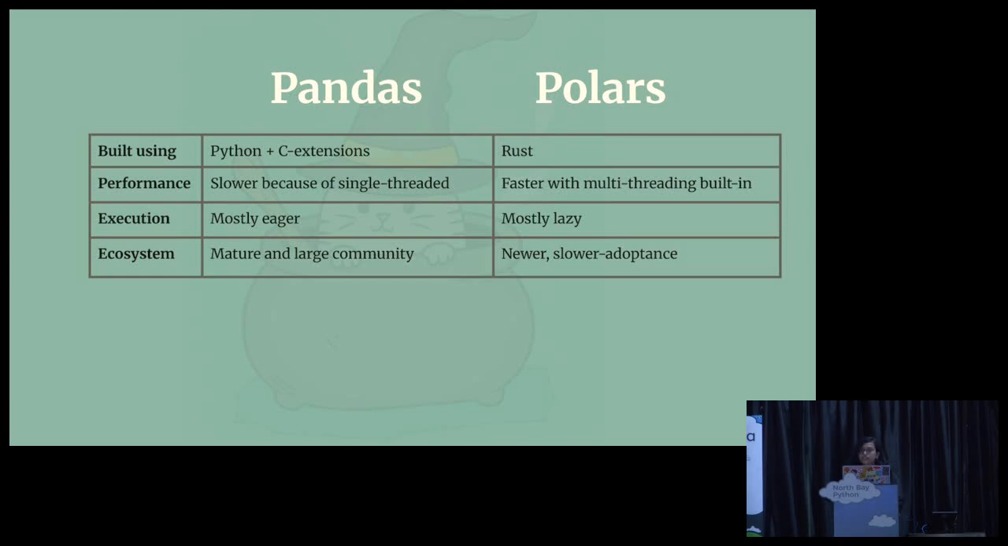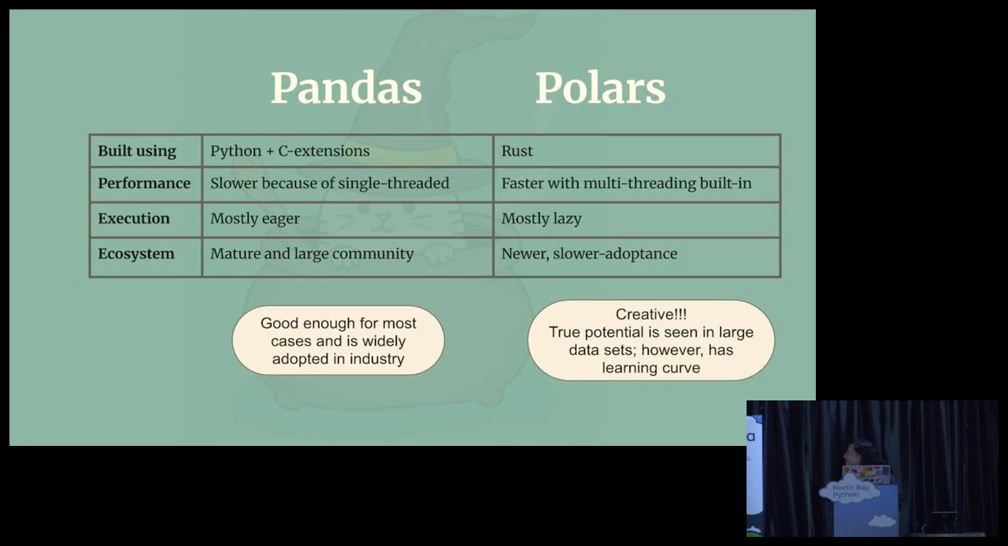And finally, the ecosystem. I think here Pandas is a big winner in the sense that it has a very mature, large community. You get a lot of help and support. Whereas Polars is very new, it has slower adoption, and you might not get a lot of support. But I don't know if that's too valuable these days, given that we have vibe coding and ChatGPT coding. So we don't know.